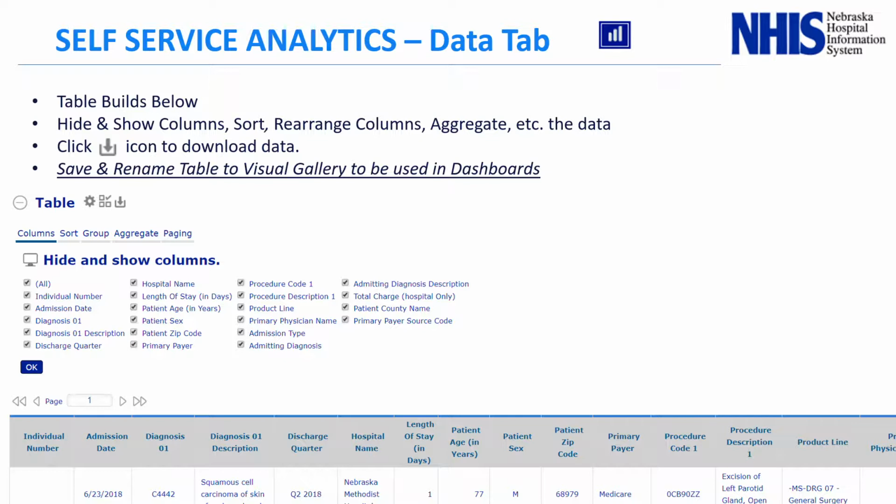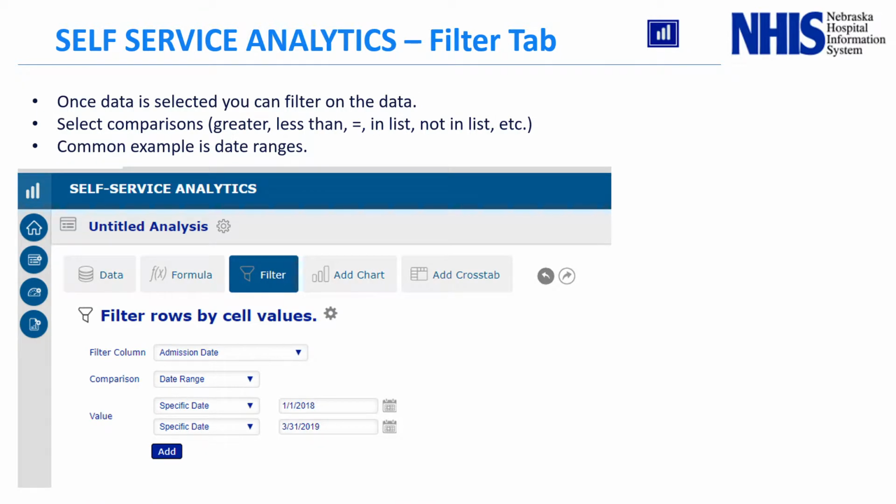So what we can do is save that data table. And so that is the check mark box icon, and you can rename that data table and save it to what's called your visual gallery. Now your visual gallery is your own area of graphs and charts and tables that you have created that can be used in a dashboard or report that you build in the self-service tool.